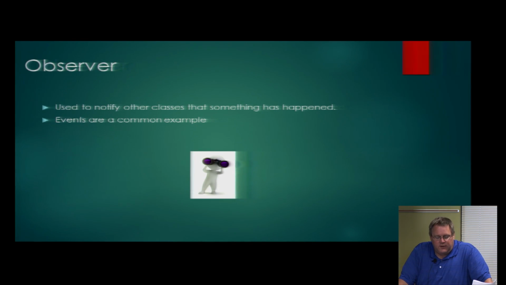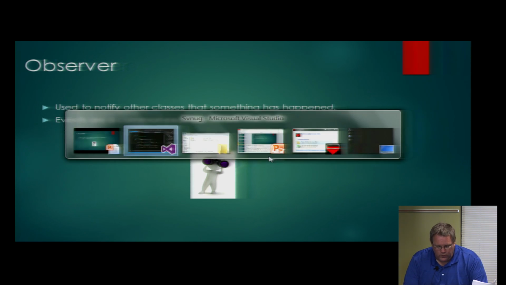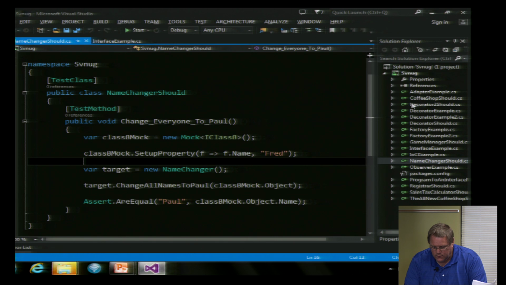So the observer class or observer pattern is used to notify other classes that something's happened. Okay. Classic one is the events. Click happens, and then somebody notifies everybody else and says, "Hey, the user clicked the mouse." Okay. So we're going to take a real quick look at the observer.